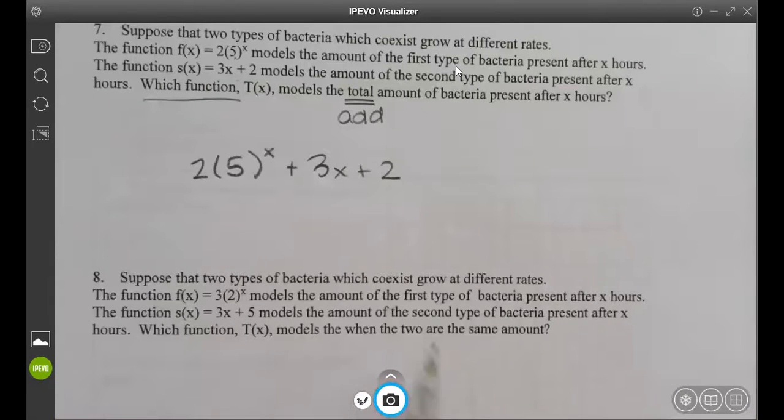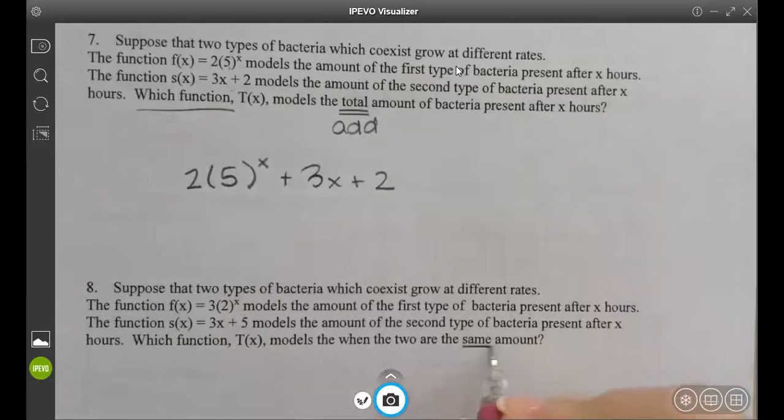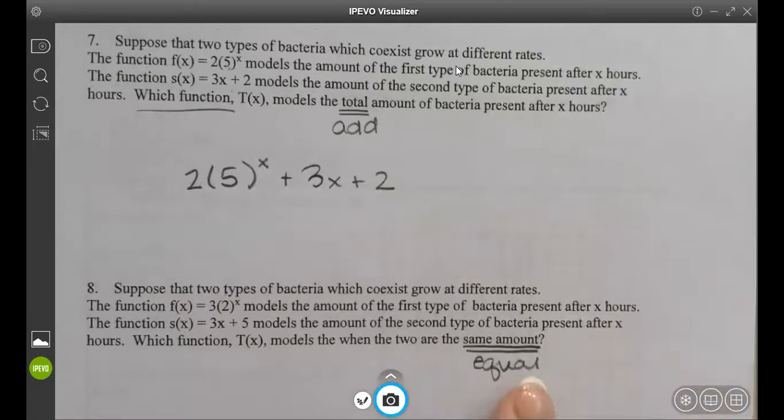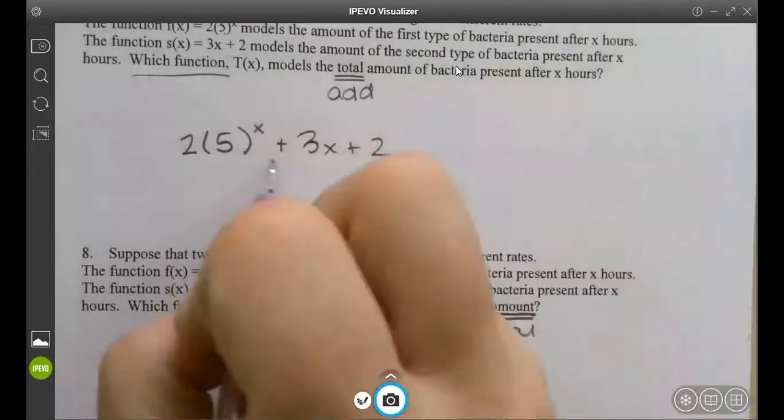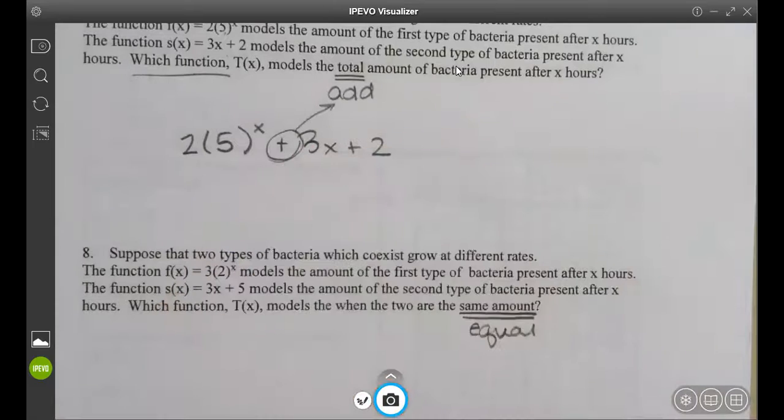Which function models when the 2 are the same amount? What does the same mean? That they are what? Equal. All it's asking you to do is write a function, and this time you're going to write an equals function. This one was an add function. So to do equals, we're going to take our 2 functions and set them equal to each other. And that's it. It doesn't want you to solve.